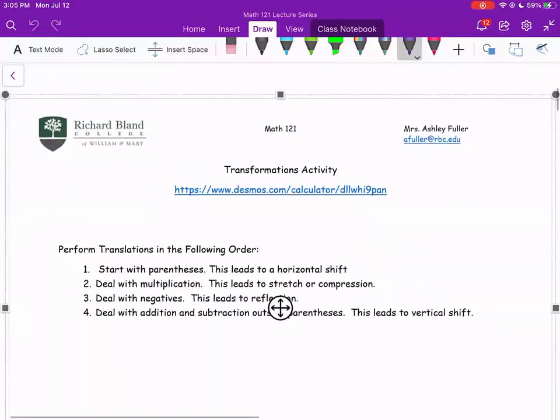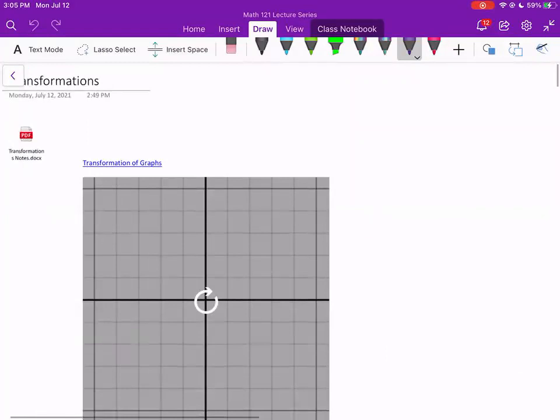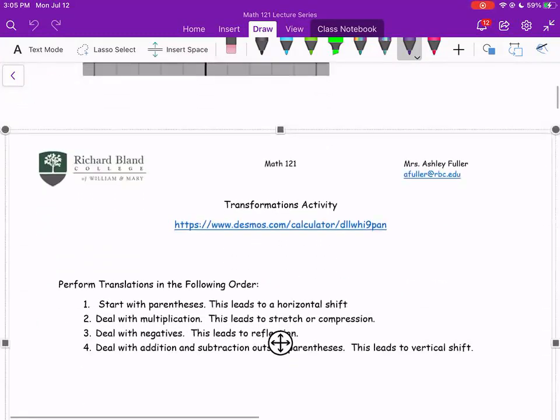Below, on your OneNote notebook, there is a link where you can go to a website called Desmos, and all the equations I'm going to work through are already in that graph. And then here I have set up a chart for you that will be linked in Canvas that you can print if you wish to fill out as you go.